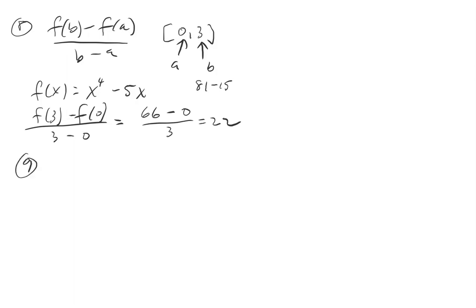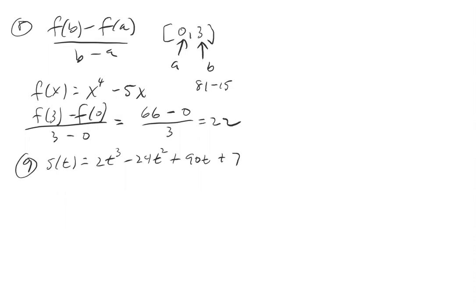Number 9, the position of a particle moving along a line. Oh, this is particle motion. We should be good at this. 2t cubed minus 24t squared plus 9t plus 7. For what values of t is the speed increasing? Okay, come on, we know exactly what to do. How do you tell when the speed is increasing or decreasing?